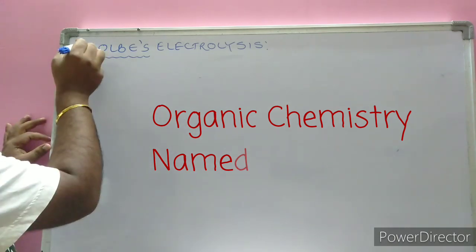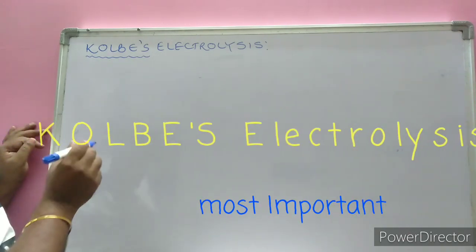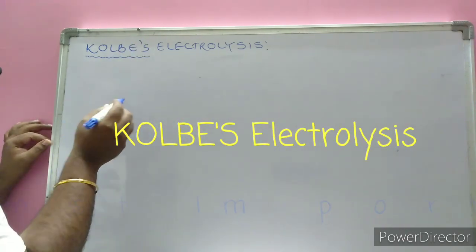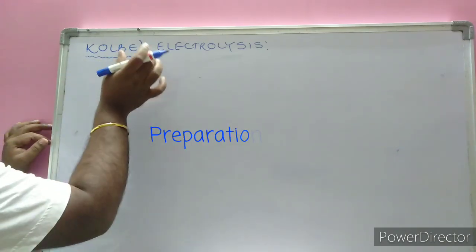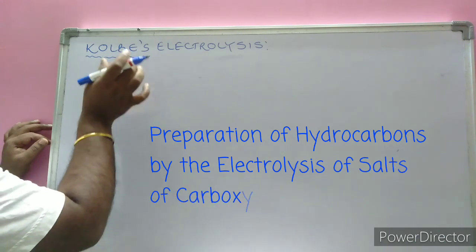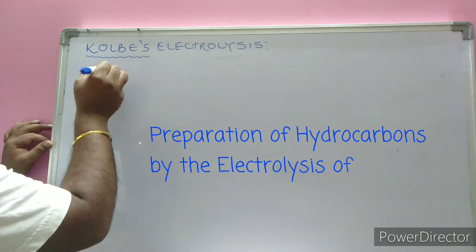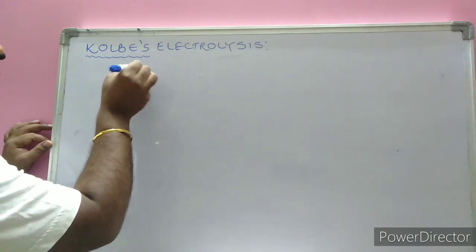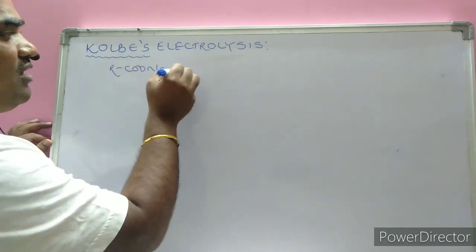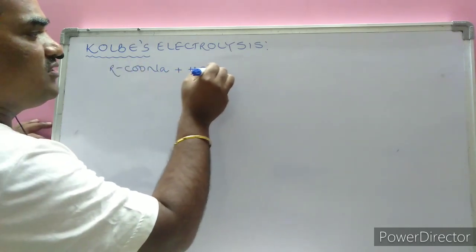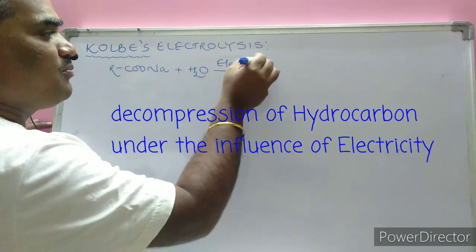Today, another name reaction in this class that we are going to discuss is the Kolbe electrolysis process. Here, directly, the Kolbe electrolysis process is a preparation of hydrocarbon by the electrolysis of sodium or potassium salts of the carboxylic acid. Here RCOONa, the sodium salt of the carboxylic acid, on electrolysis, which is decomposed in water, we call that an electrolysis process.